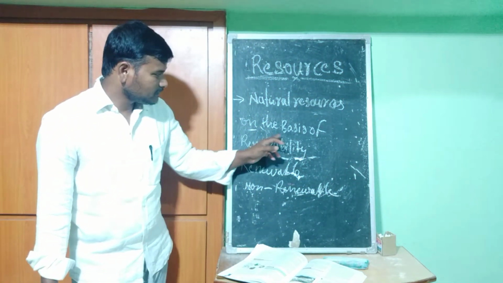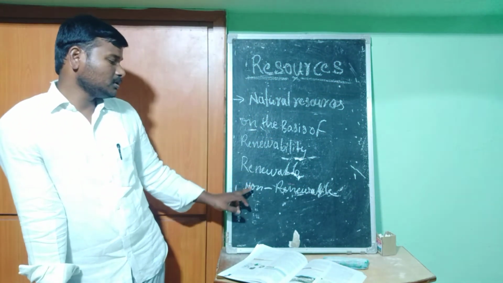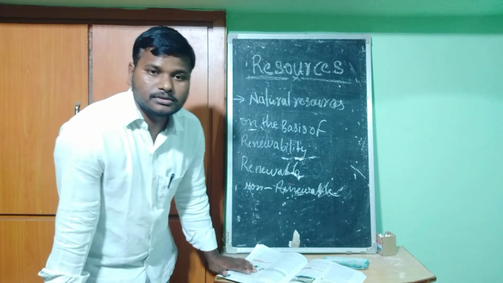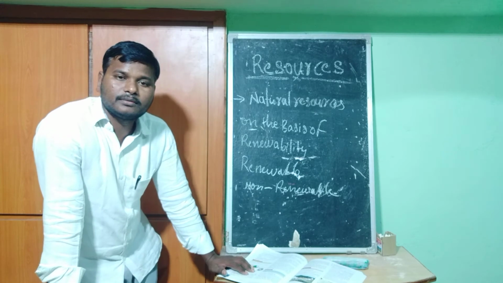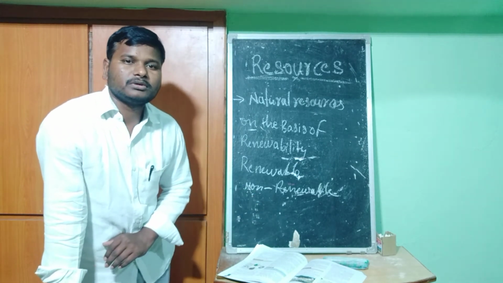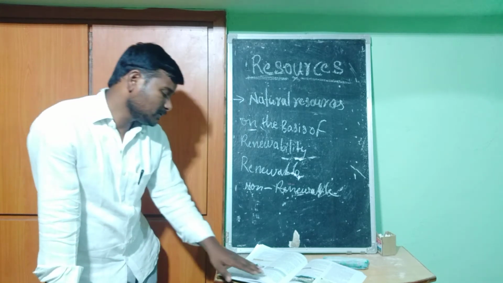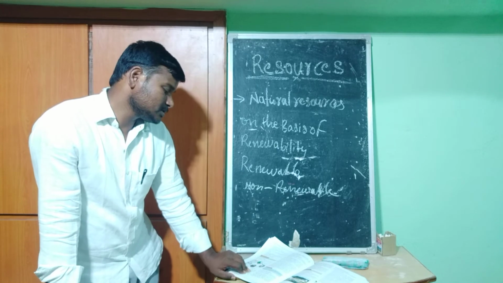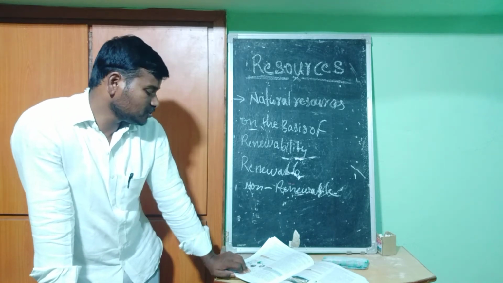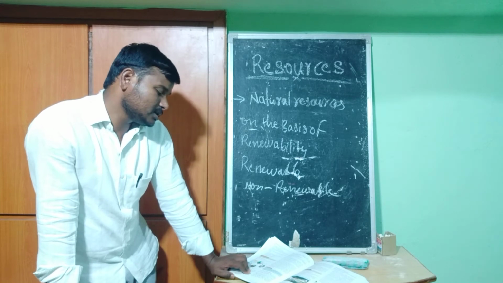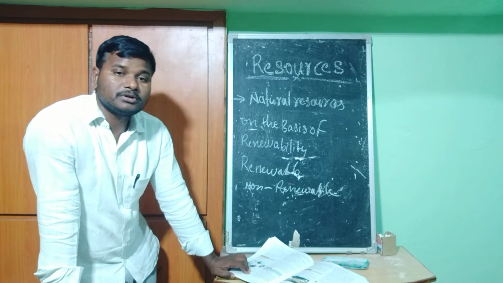On the basis of renewability: renewable and non-renewable. Renewable resources are what we can get again, whatever they may be. Natural resources can be classified as renewable and non-renewable. Natural resources which can be produced or generated within a given period of time are called renewable resources.